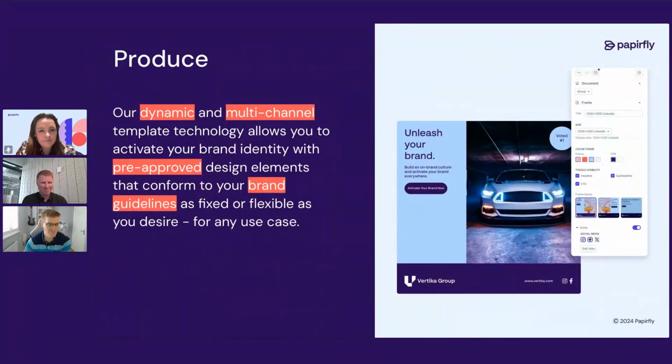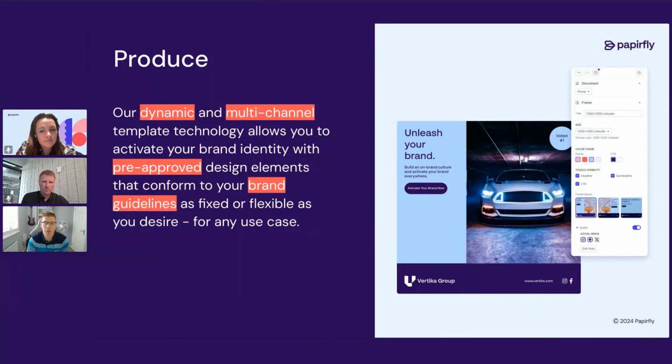Go ahead, Rich. Hello. So yeah, Produce is our dynamic multi-channel template technology. It allows you to activate your brand identity with pre-approved design elements that conform to your brand guidelines as fixed and flexible as you desire for any use case. So when we say dynamic, we mean dynamic design fits into the total ecosystem strategy in two key ways. One is by creating a foundation of versatility and adaptability across the entire business. The other is by optimizing efficiency, space, and outcomes.